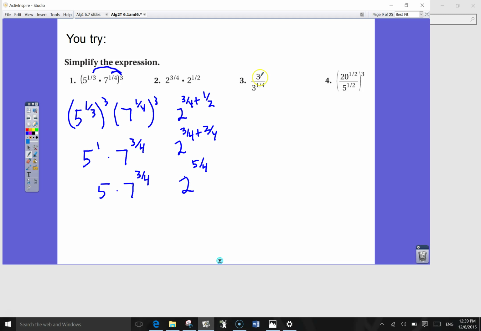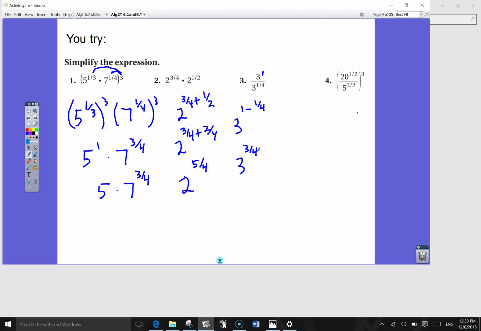Okay, 3 divided by 3 to the 1/4, that 3 in the numerator is raised to the first power. The property of exponents says that when you divide, you subtract the exponents. So this is 3 to the 1 minus 1/4, which is 3 to the 3/4.